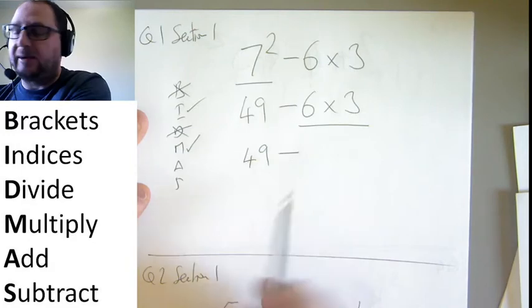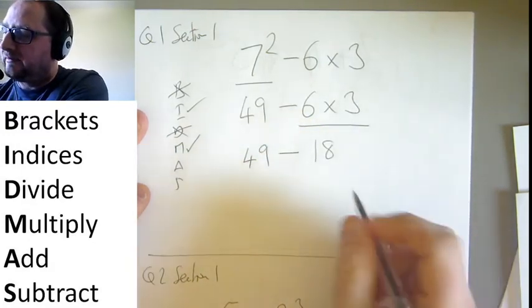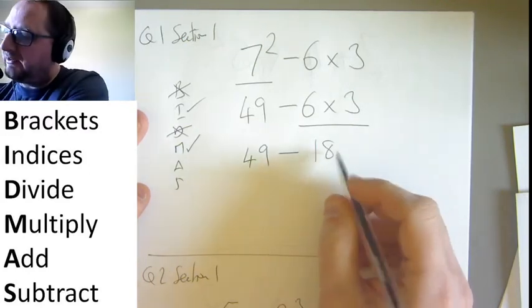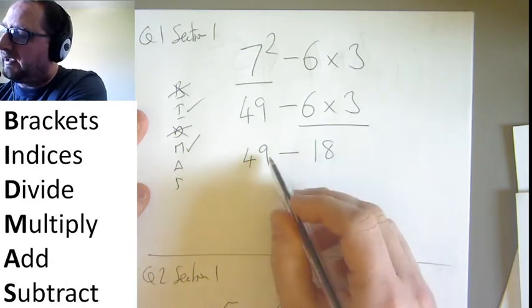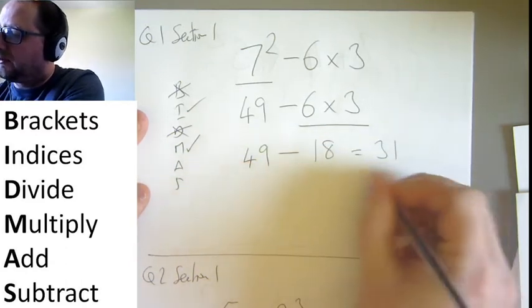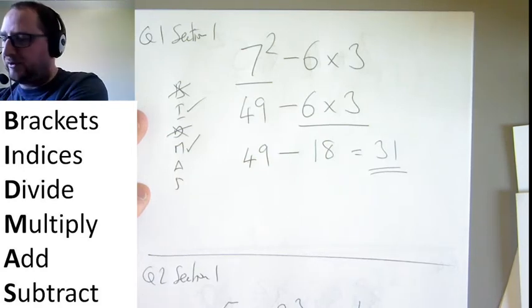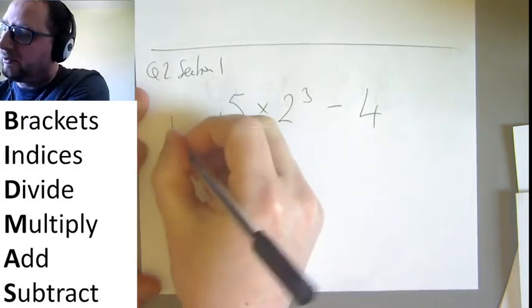We'll not do the 49 minus yet. We'll work with 6 times 3, which is 18. 49 minus 18 is our next bit. So we take the 10 off, which is 30. We take the 8 off, which gives us 31. First answer, 31. Very well done if you got that. Question 2, section 1. So, BIDMAS.